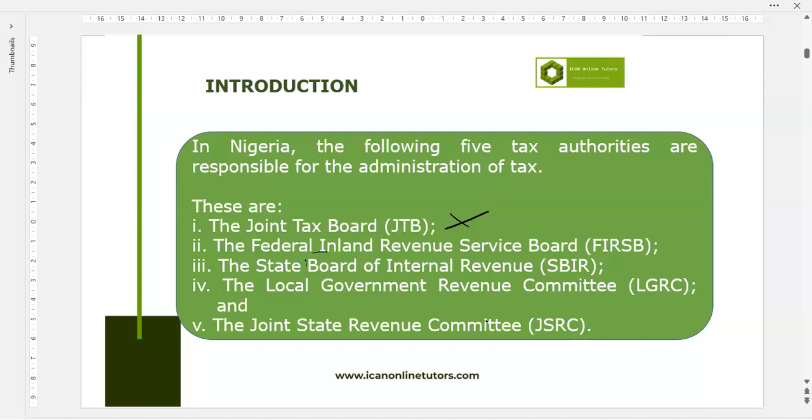Then also we have the Local Government Revenue Committee at the local government level. And then also we have the Joint State Revenue Committee. This Joint State Revenue Committee is the middleman between the State Board of Internal Revenue Service and the Local Government Revenue Committee. And the chairman is always the chairman of the State Internal Revenue Service. Also, the chairman for the Joint Tax Board is always the chairman of the Federal Inland Revenue Service. Are we together?